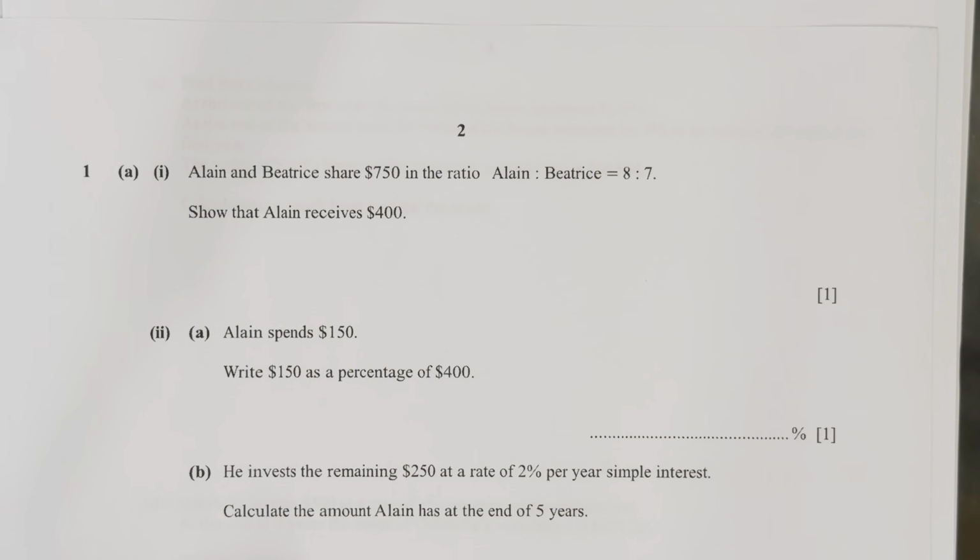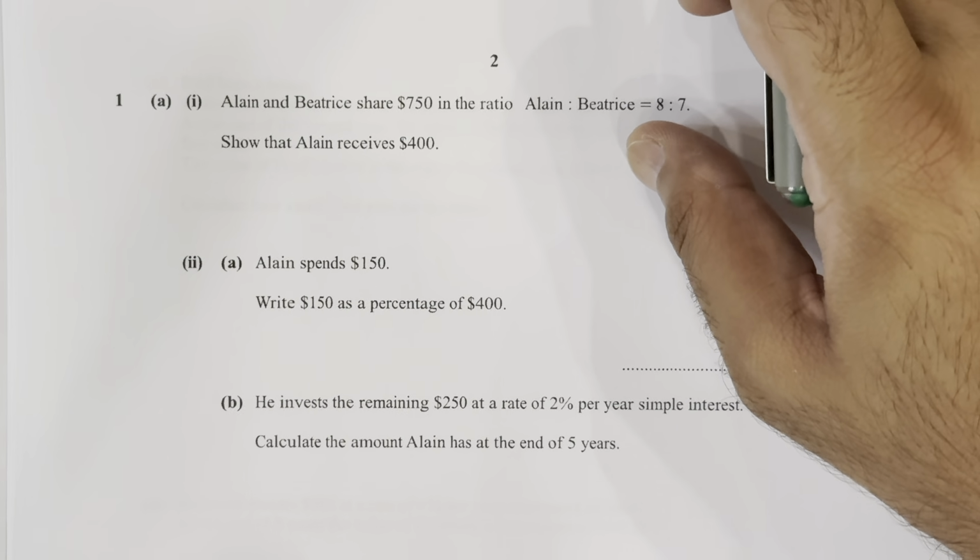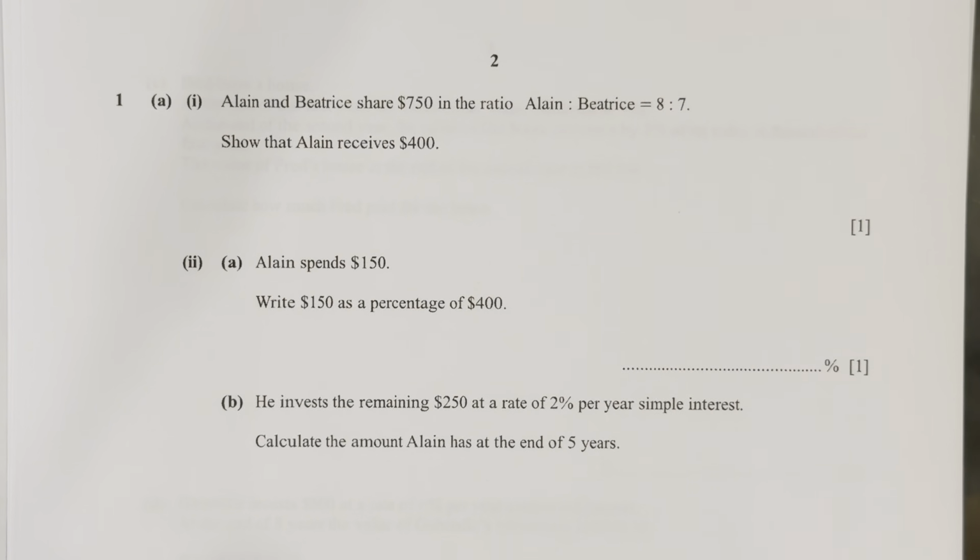Question number 1 is from everyday mathematics and ratio, and some parts contain questions related to percentages and compound interest. Alan and Beatrice share $750 in the ratio Alan to Beatrice 8:7. Show that Alan received $400.